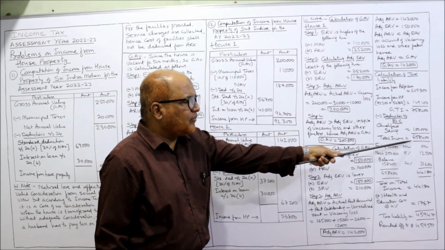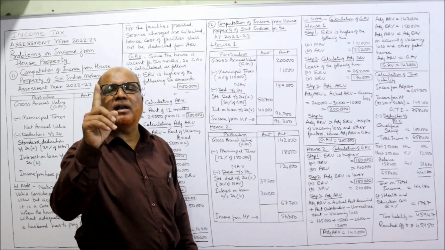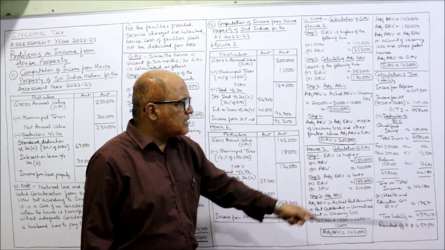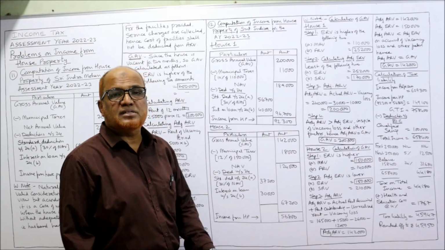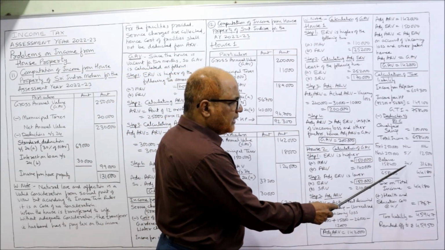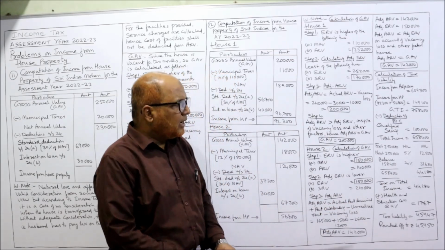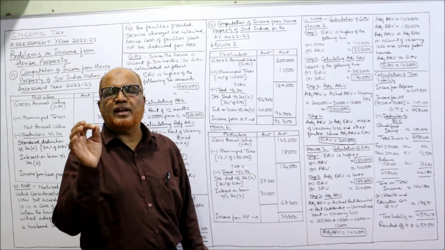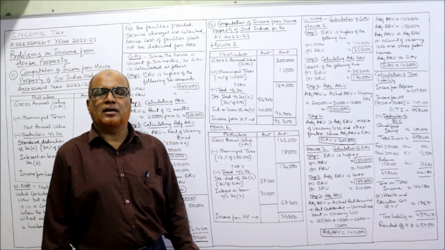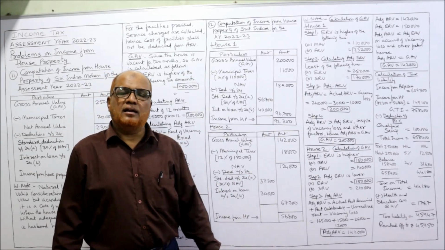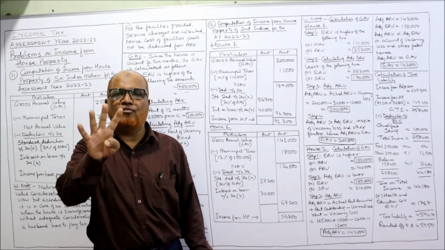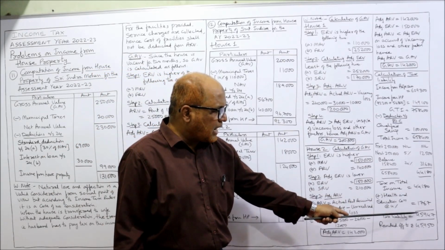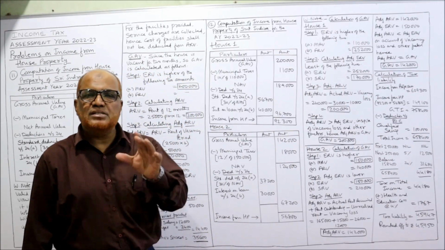So 6,58,400 minus 5 lakh, the remaining is 1,58,400. On this balance of 1,58,400, 20% is the tax rate. So 1,58,400 into 20% is 31,680. Now add up both, 44,180. This 44,180 is the tax on total income. On this tax, add health and education cess 4%, always. So 4% of 44,180, you will get 1,767. Add up, 45,947. This is the tax liability.